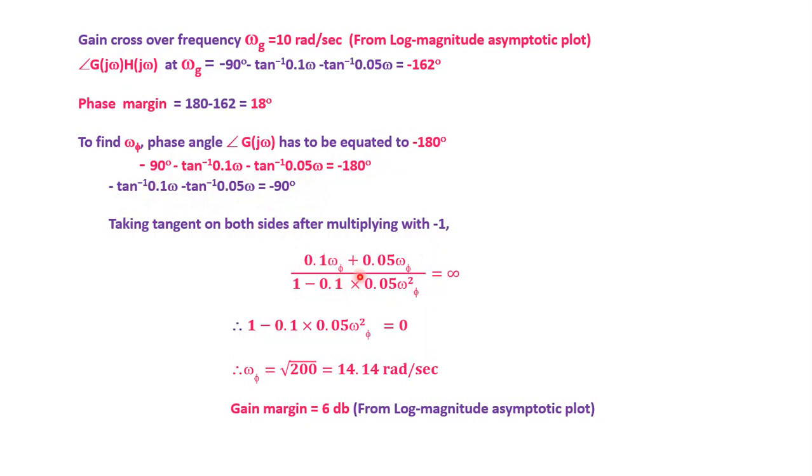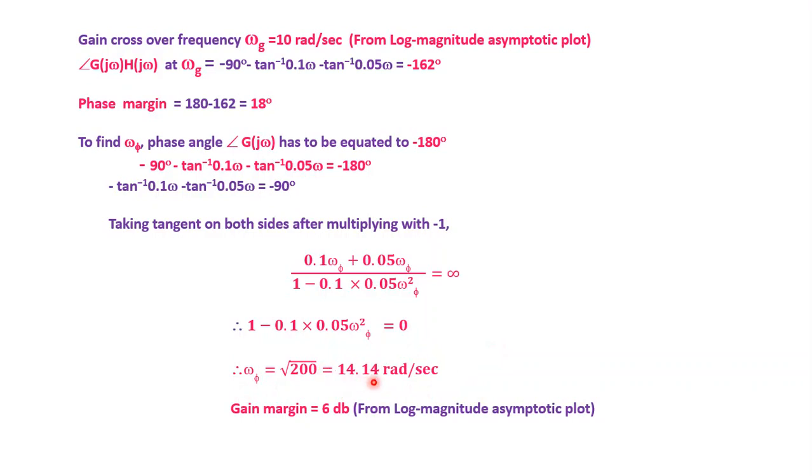So that frequency is actually called the phase crossover frequency, omega phi. So tan 90 is infinity. Therefore the denominator should be 0. So if we simplify, phase crossover frequency is 14.14 radian per second. Therefore at 14.14 radian per second, I should find out the gain.